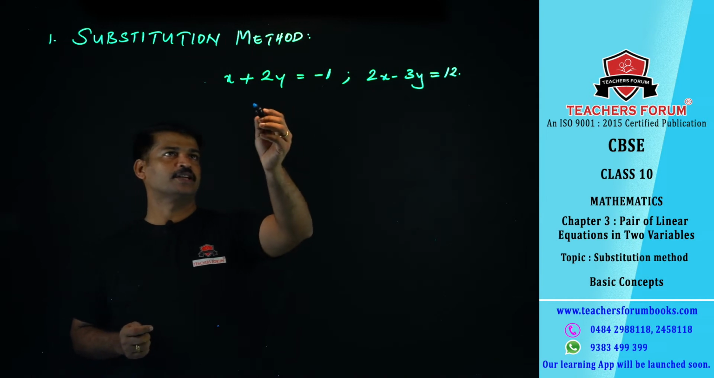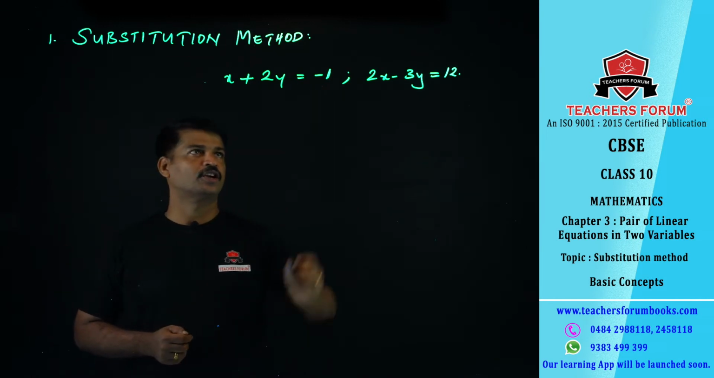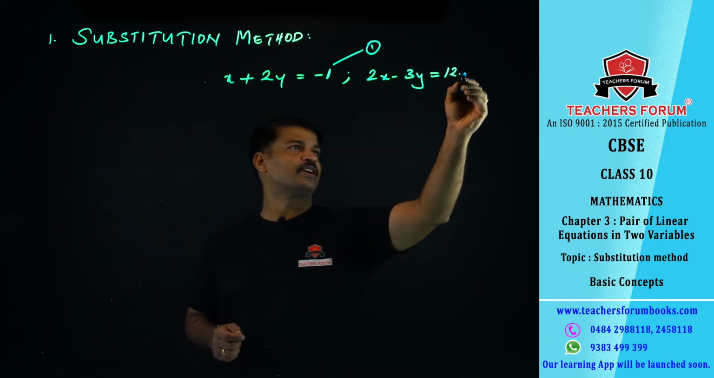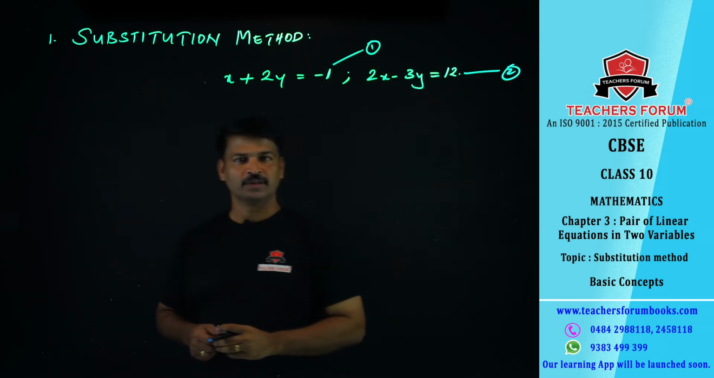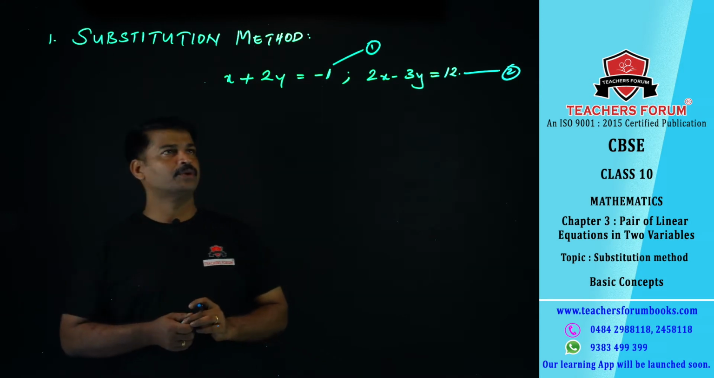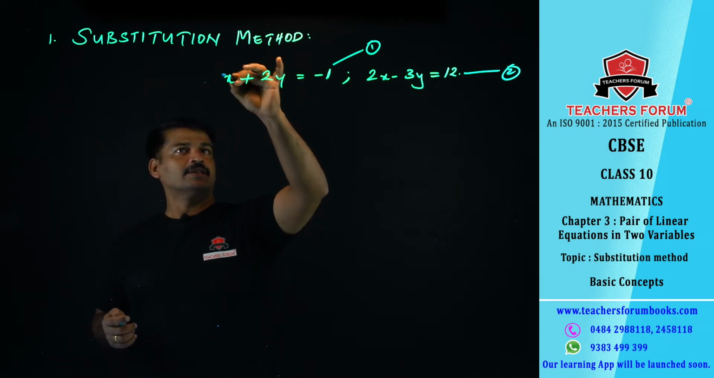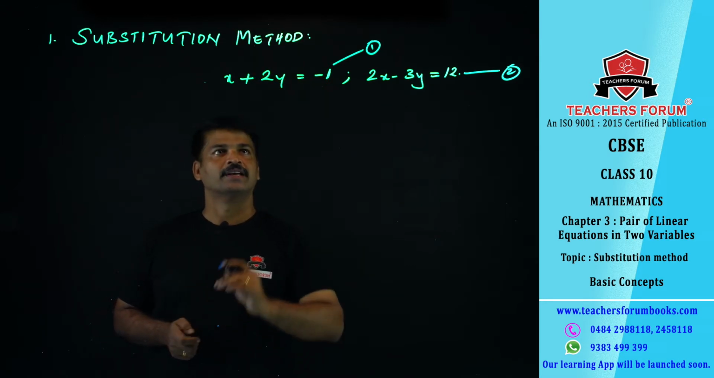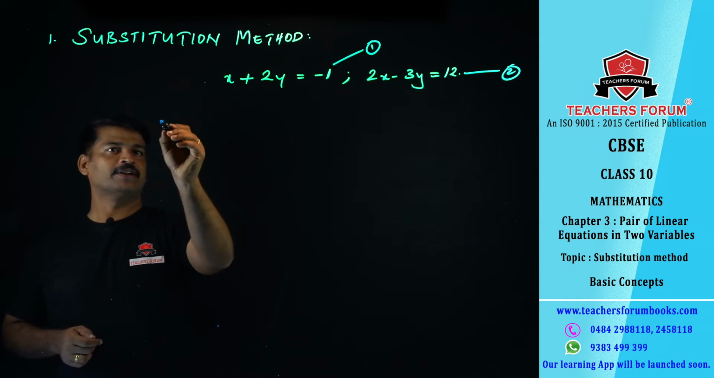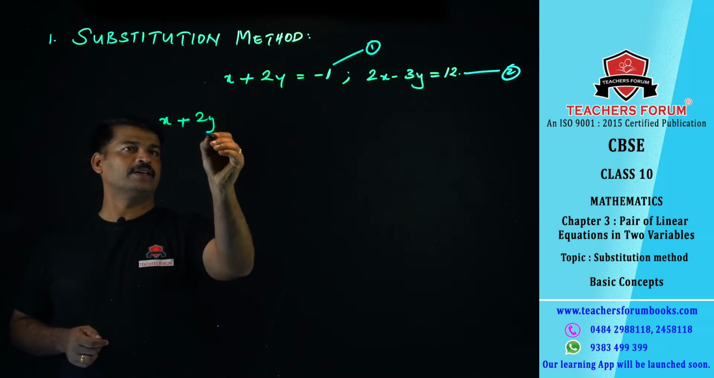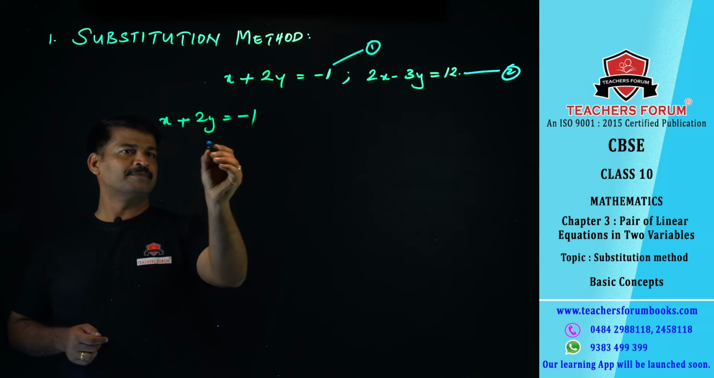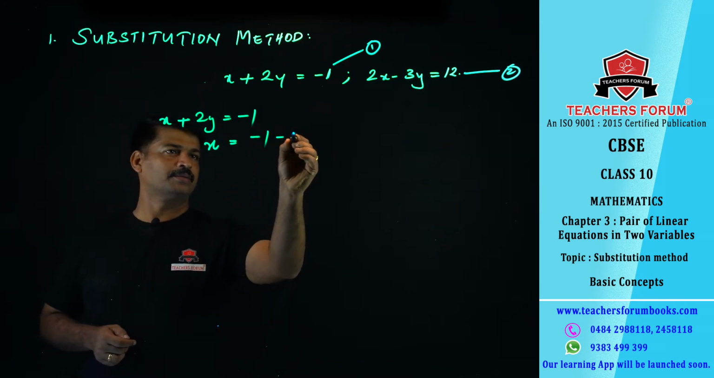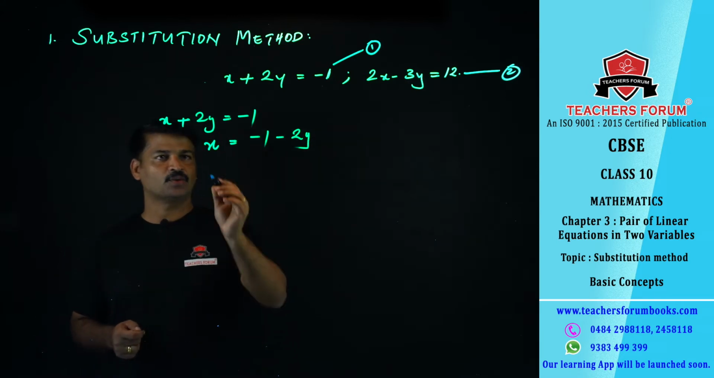You are given a pair of linear equations here. x plus 2y is equal to minus 1, let it be the first one. 2x minus 3y is equal to 12, let it be the second one. So, in this method, what do we do? Let us find out the value of x or y from the first equation. Let us write once again. You are given x plus 2y is equal to minus 1. From this, let us find out what is x. x is equal to minus 1 minus 2y, isn't it? This is the value of x.